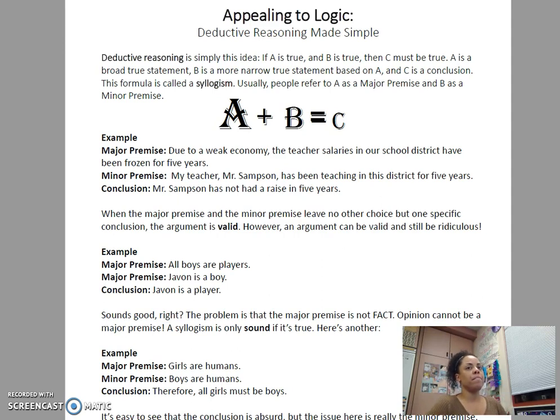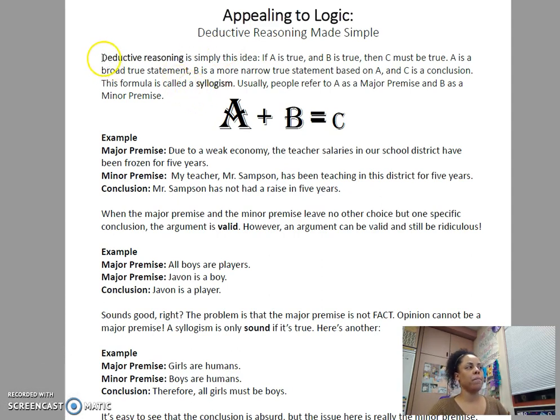This one is a handout that goes on page 34 in your notebook called Appealing to Logic, Deductive Reasoning Made Simple. Okay, so what I want you to do, take out a highlighter or some other groovy pen or pencil. I'll wait. All right. And I want you to follow along with me as we talk about what deductive reasoning is, okay?